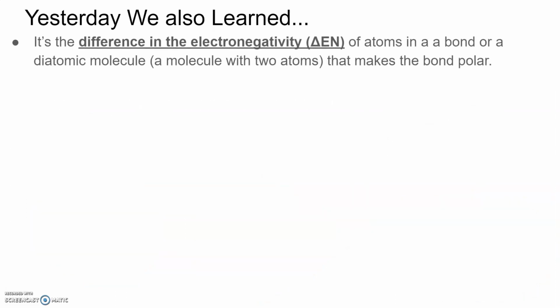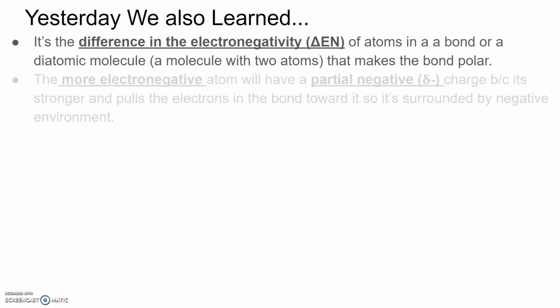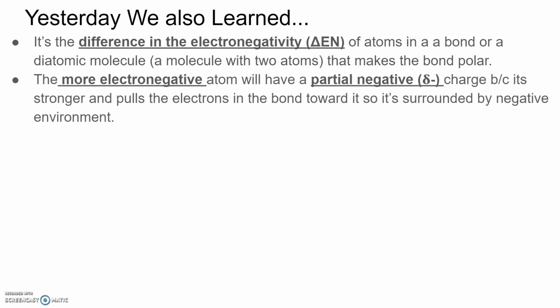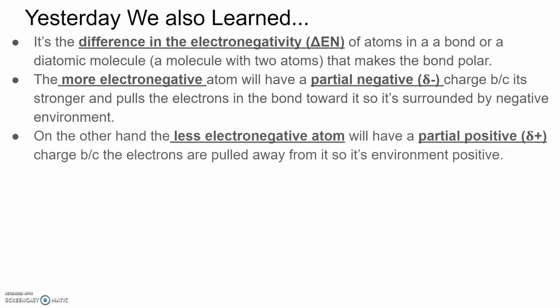The other thing that we learned yesterday is that it's the difference in electronegativity of atoms in a bond or in a diatomic molecule, which is a molecule with two atoms, that makes the bond polar. The more electronegative atom will have a partially negative charge because it's stronger and pulls the electrons in the bond toward it, so it's surrounded by a negative environment. On the other hand, the less electronegative atom will have a partially positive charge because the electrons are pulled away from it, so its environment is positive.